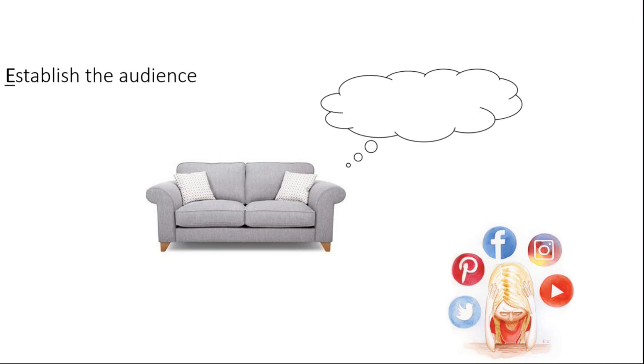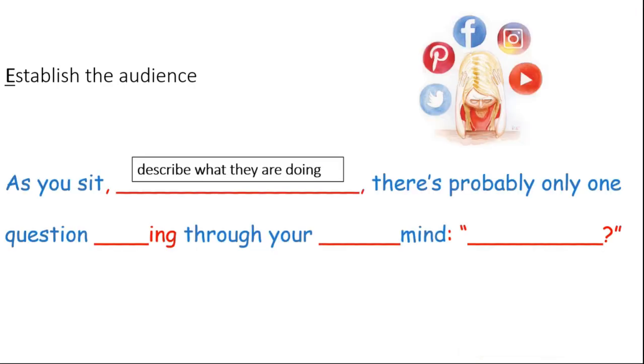Firstly, you need to show that you know your audience. Who is reading your article? Where are they sitting? What might be distracting them? What questions related to the topic might be going through their mind? So answer those questions now, and then you put this information in. So as you sit on your comfortable leather chair, scrolling through TikTok, there's probably one question racing through your overstimulated mind. Is this doing me any good? So a question like that that's relevant to the topic.